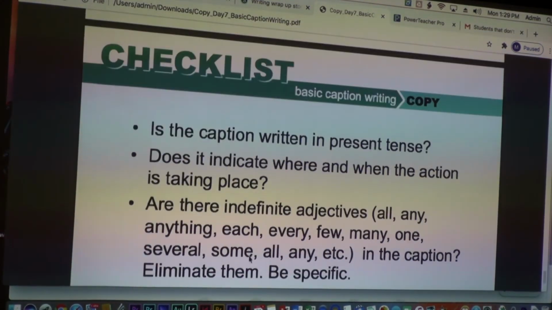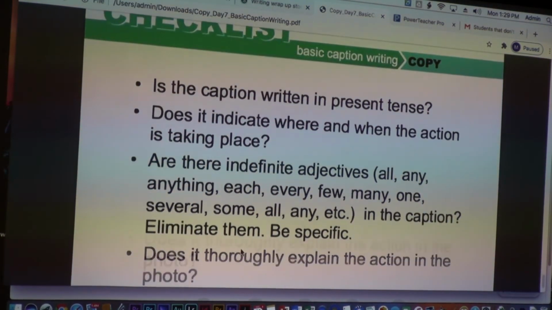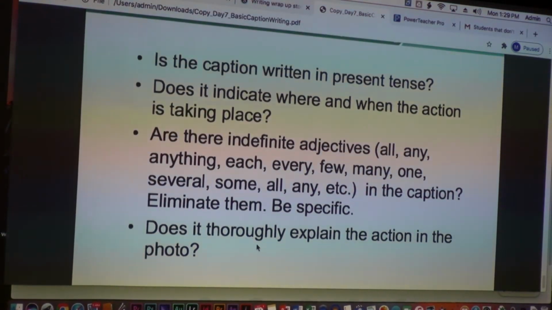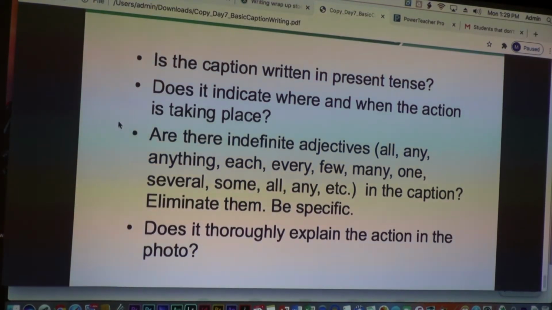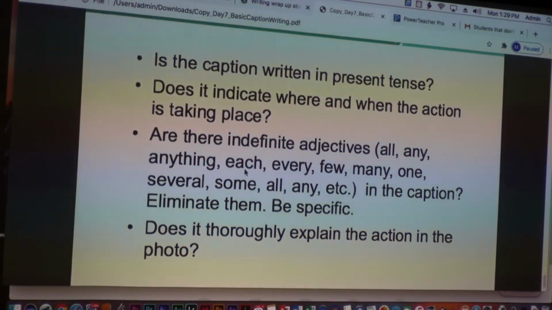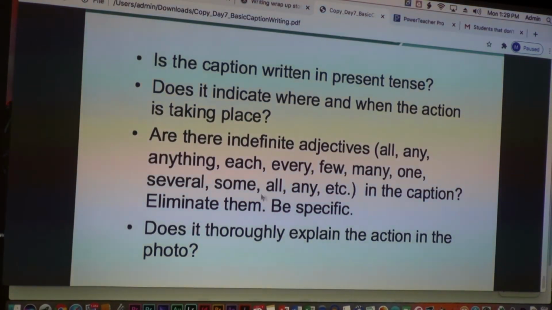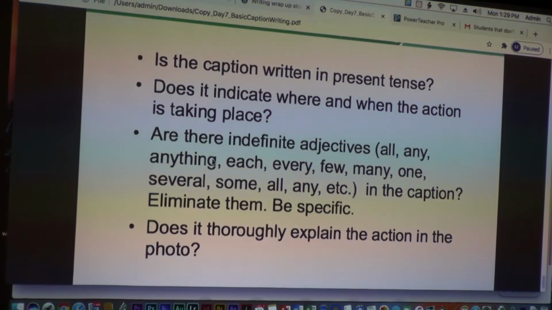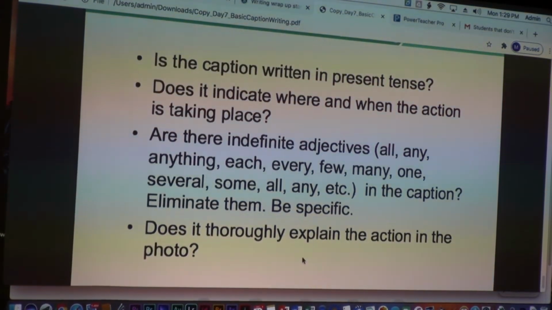Okay. Here is a checklist. Is the caption written in present tense? Does it indicate where and when the action is taking place? Are there indefinite adjectives? All, any, anything, each, every, many, one, several, some. In the caption, if so, please try to get rid of them. And does it explain the action in the photo?